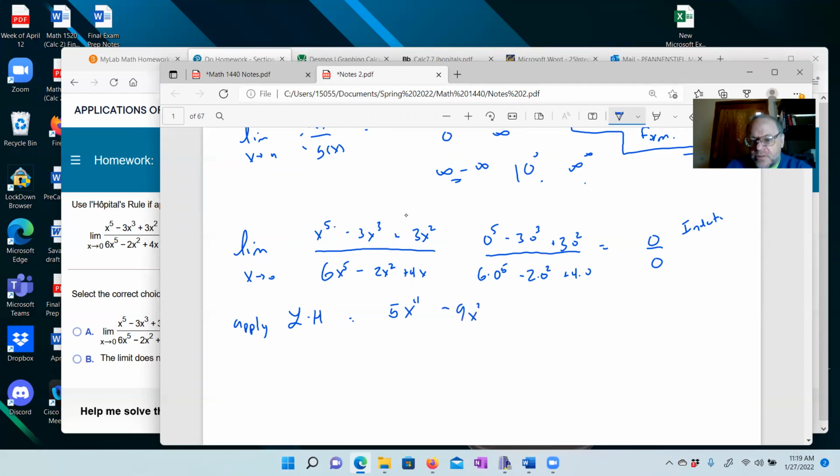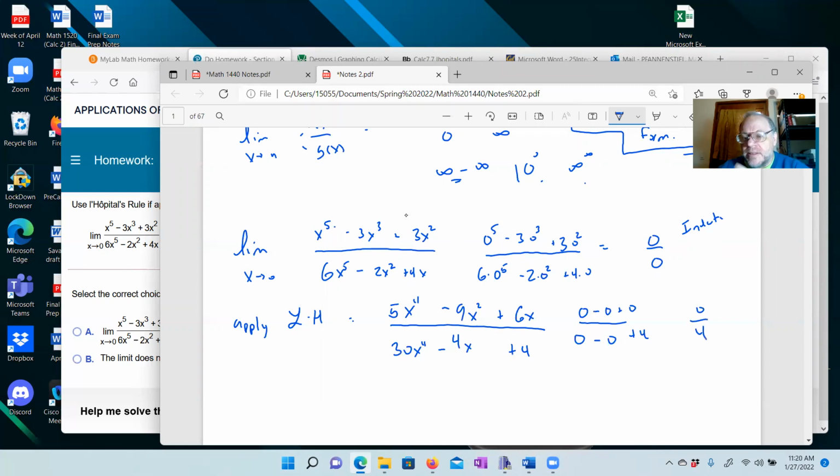Minus 9x squared plus 3 times 2, that's 6x, divided by 30x to the fourth, minus 4x plus 4. When I plug in my zeros here, we get 0 minus 0 plus 0, so we get 0 on the top. We have 0 minus 0 plus 4, we get 4 on the bottom. This is not an indeterminate form. This is just 0 over 4, which is 0. So my limit, this whole limit, equals 0.